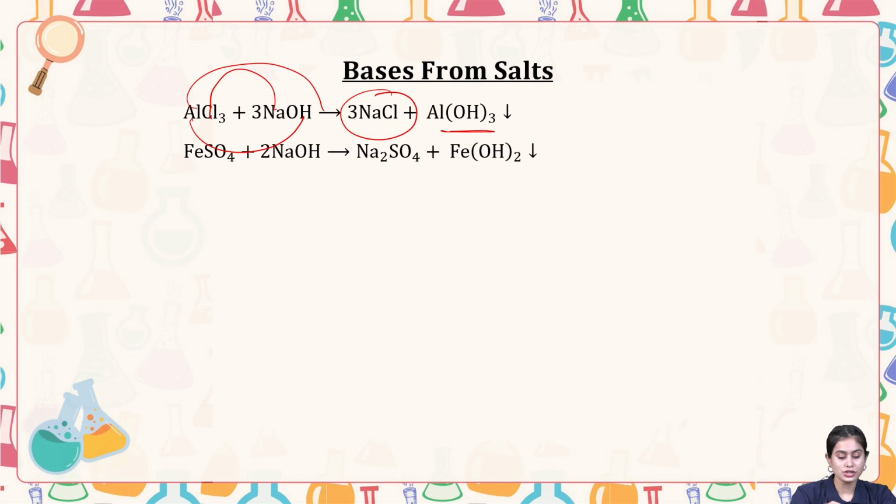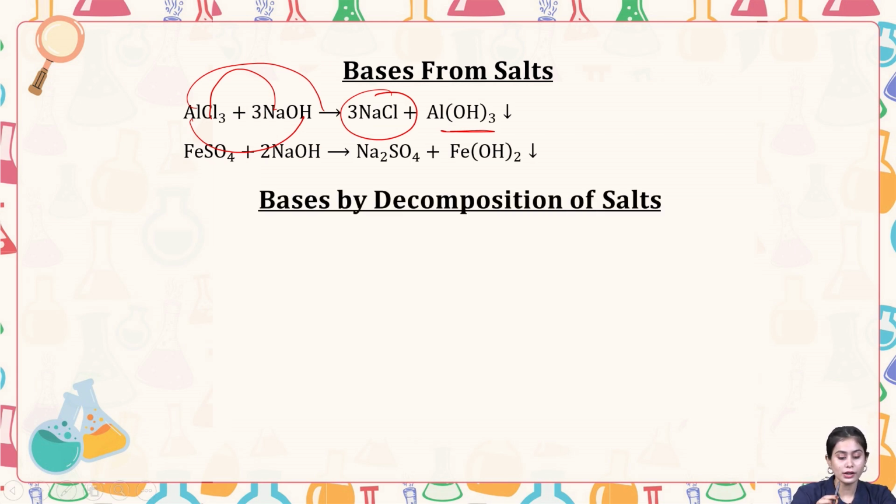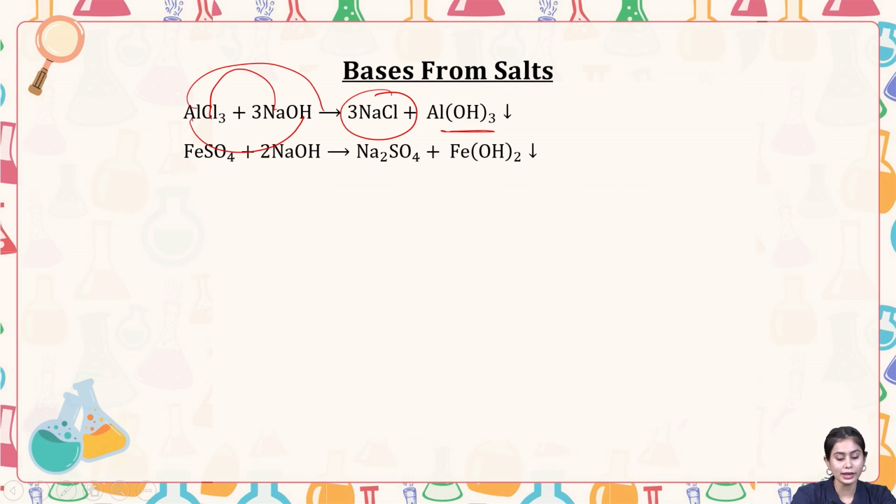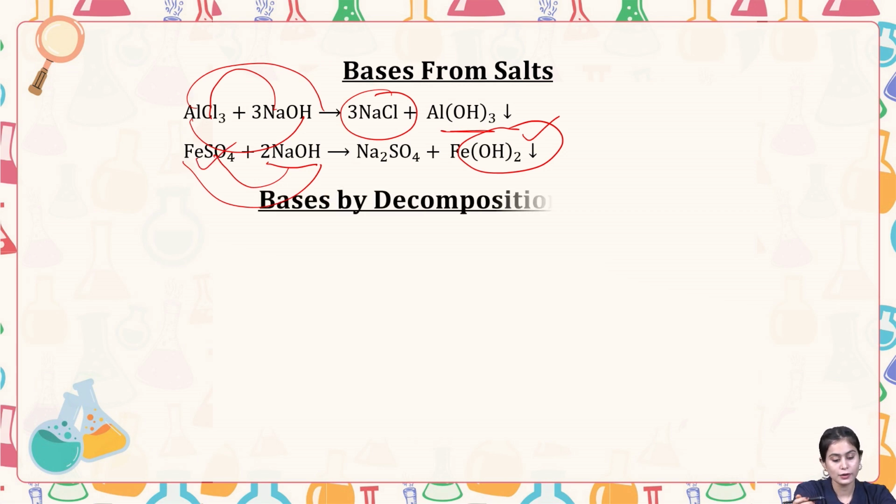Let's see the next reaction, that is with your iron sulfate, okay, FeSO4. Now as you can see, FeSO4 is reacting with your NaOH to give Na2SO4 and Fe(OH)2. Simple. Are you getting base from the salt? Yes. Moving on. Bases by decomposition of salt.